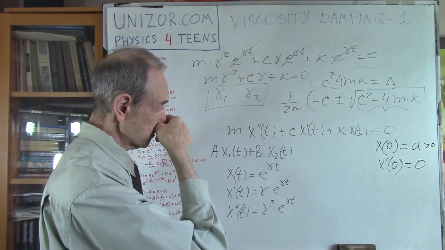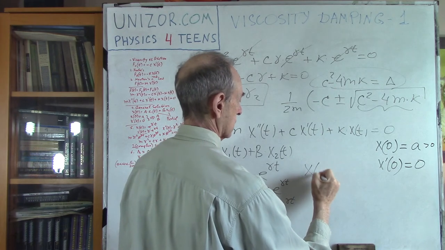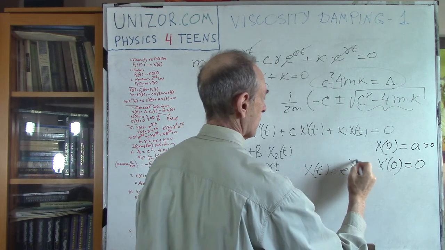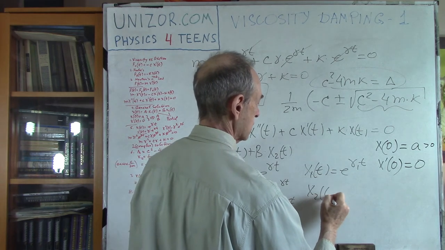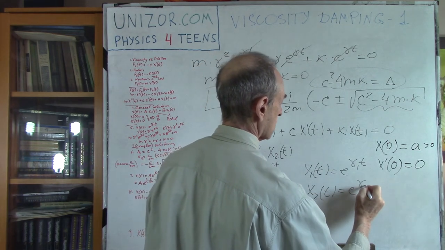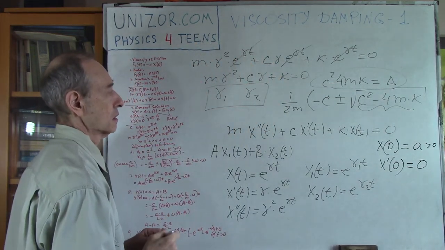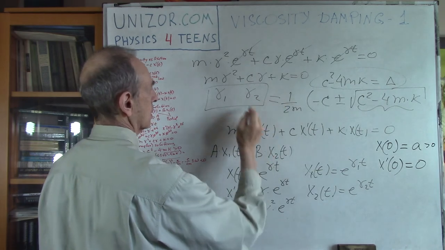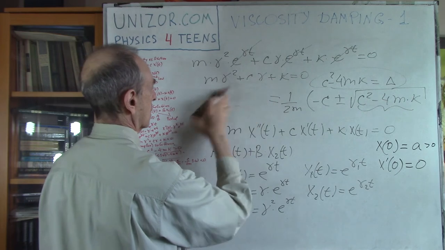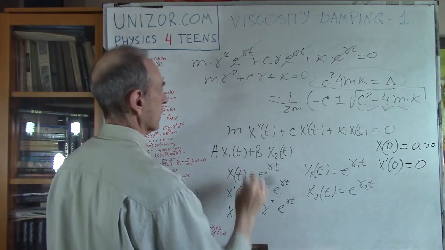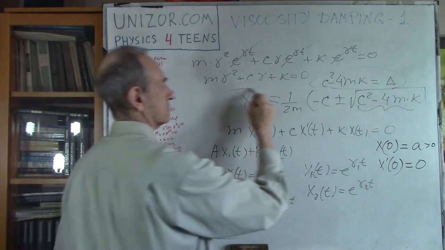That's very important. Now, I have x of t equal to e to the gamma 1 t, and that would be x1, and x2 of t would be e to the gamma 2 t. So these are gamma 1 and 2, and both are negative.